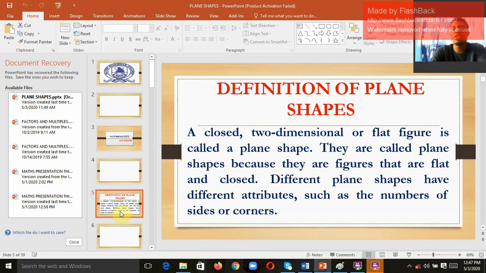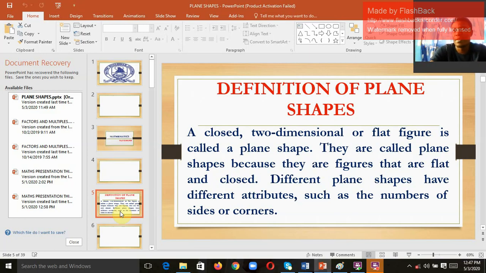Now, different plane shapes have different attributes. That is, they come with different properties, different characteristics, such as number of sides or corners. Sides refers to the lines that make up the shape. So those lines that you can see that make up the shape are referred to as sides. For example, a triangle has 3 sides. At least you can see 3 lines. A square has 4 sides. At least you can see 4 lines. So those lines that make up the shape are referred to as sides.